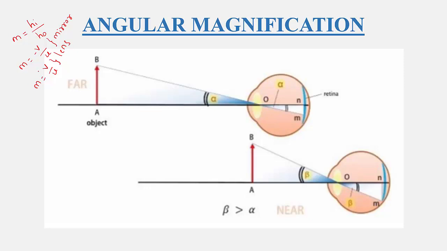So about linear magnification, we have studied in spherical mirrors and lenses. But now this is angular magnification. Linear means a straight line. Angular means the angle subtended by the object or the image. Now you can observe this is the human eye and this is the retina. The retina is just like a screen. On this screen, the image has to be formed, right?